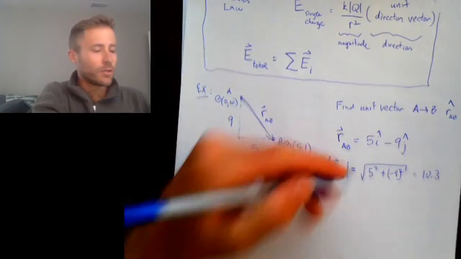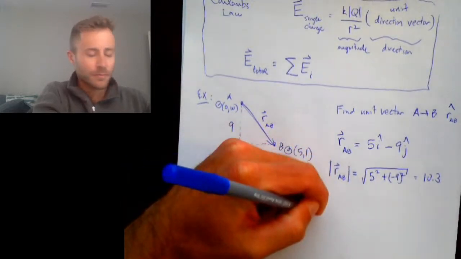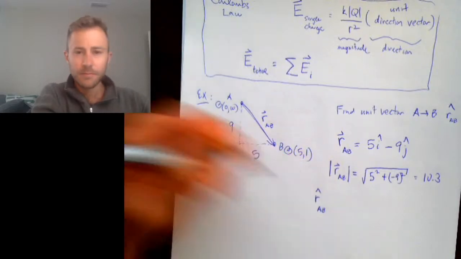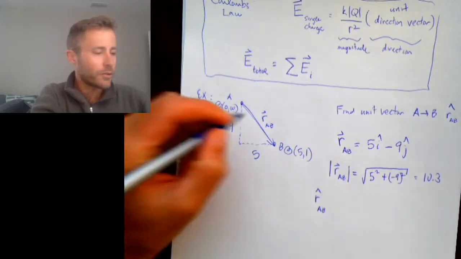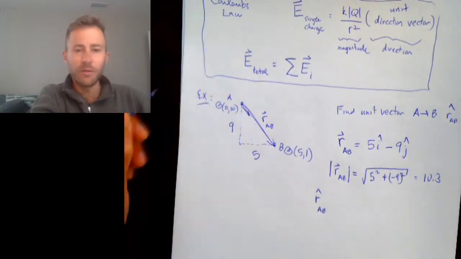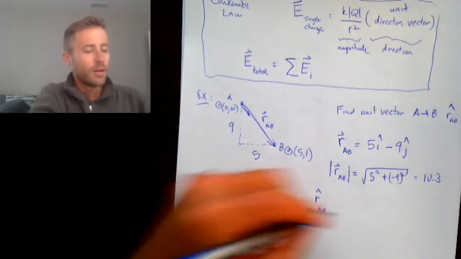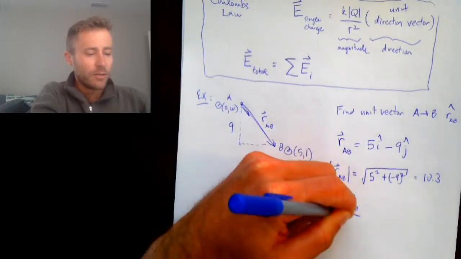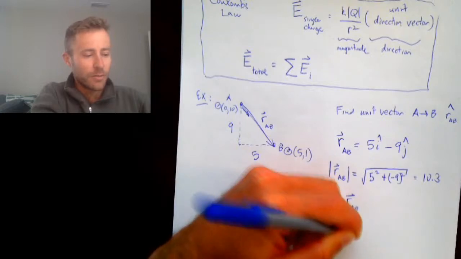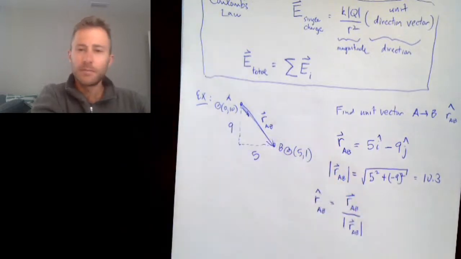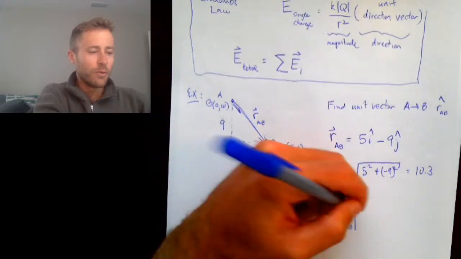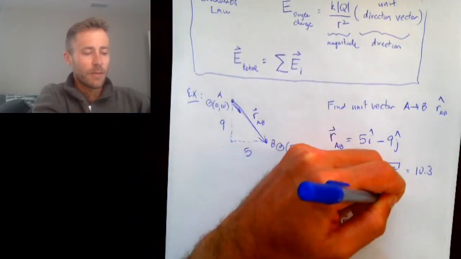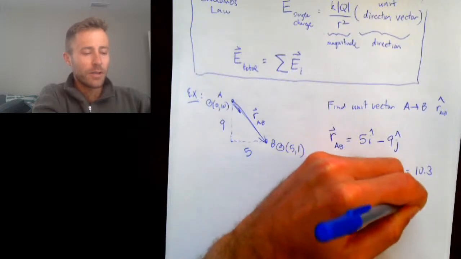So the unit vector from A to B is going to be the full vector from A to B divided by that full vector's magnitude. The full vector from A to B is 5 i hat minus 9 j hat.